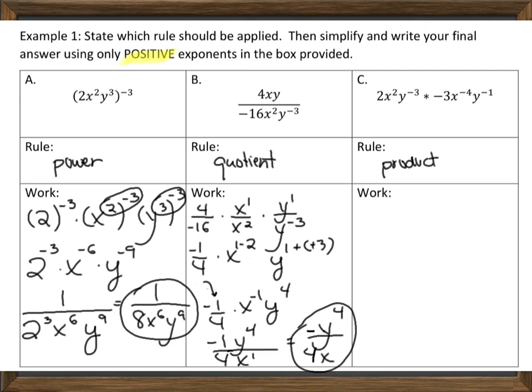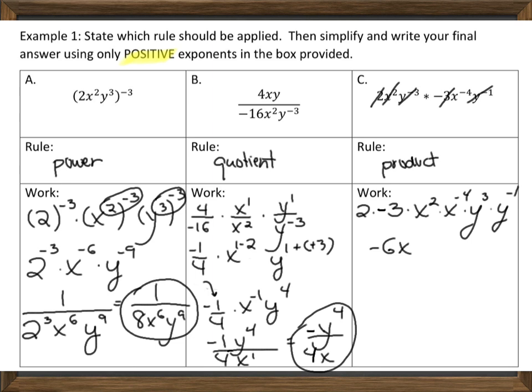So remember, with the product rule, we can use the commutative property of multiplication, which says that order doesn't matter. 2 times 3 is the same as 3 times 2. So first I'm going to start by rearranging these values. So I have 2 times negative 3 times x squared times x to the negative 4th times y to the 3rd times y to the negative 1st power. Okay? So 2 times negative 3, that's just simple arithmetic, that's negative 6.